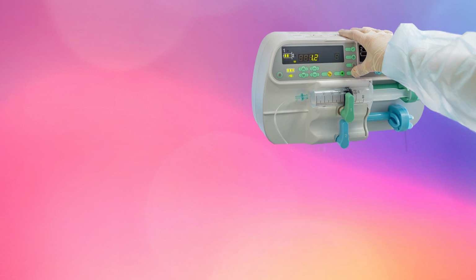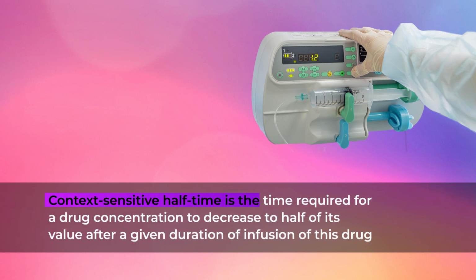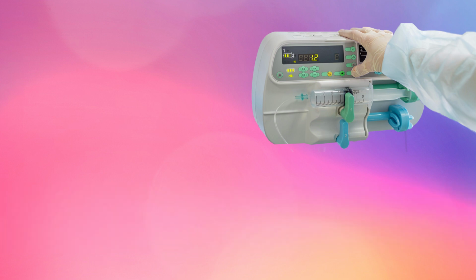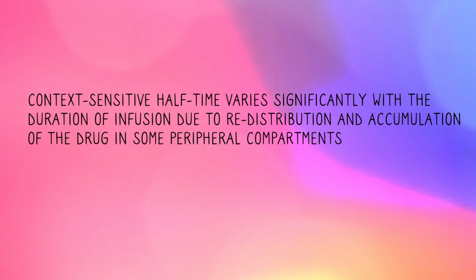Context-sensitive half-time is the time required for a drug concentration to decrease to half of its value after a given duration of infusion of this drug. The context in this definition refers to the duration of infusion. It is important to understand that for many drugs, its context-sensitive half-time varies significantly with the duration of infusion due to redistribution and accumulation of the drug in some peripheral compartments.